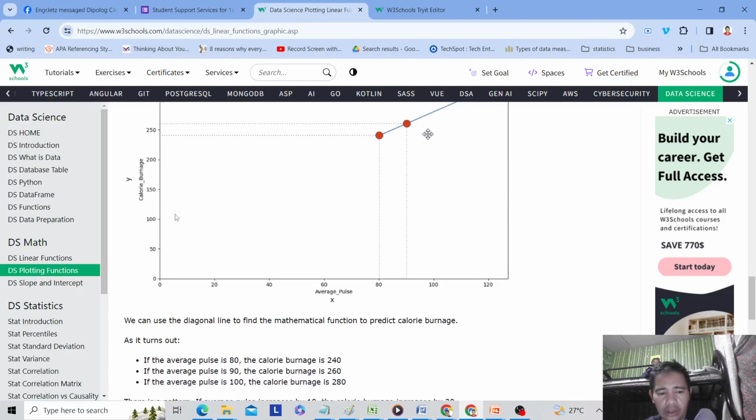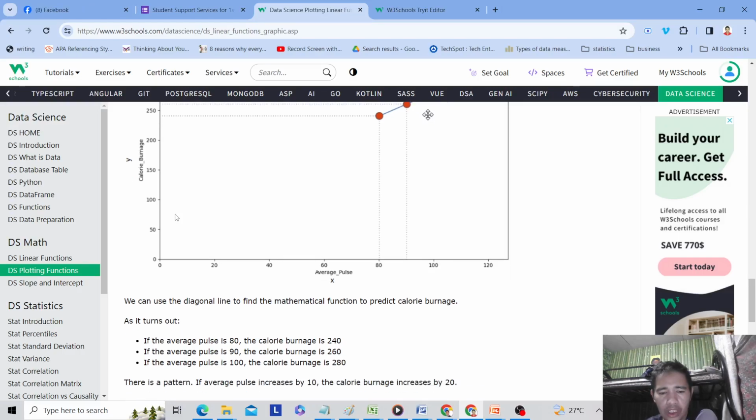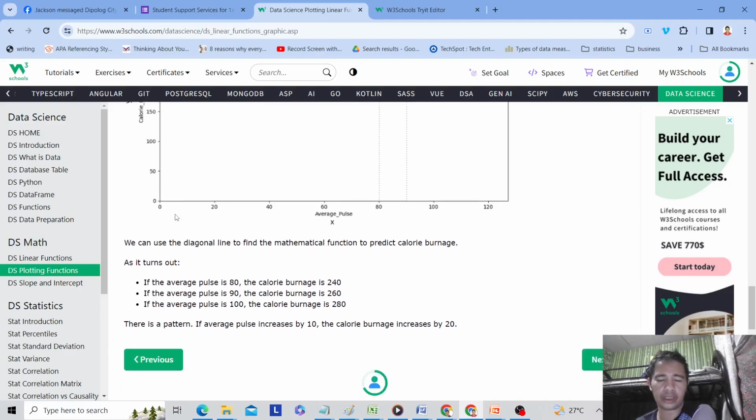As it turns out, if the average pulse is 80, the calorie burnage is 240. If the average pulse is 90, the calorie burnage is 260. If the average pulse is 100, the calorie burnage is 280. So there is a pattern. If the average pulse increases by 10, the calorie burnage increases by 20. So we could have the pattern.